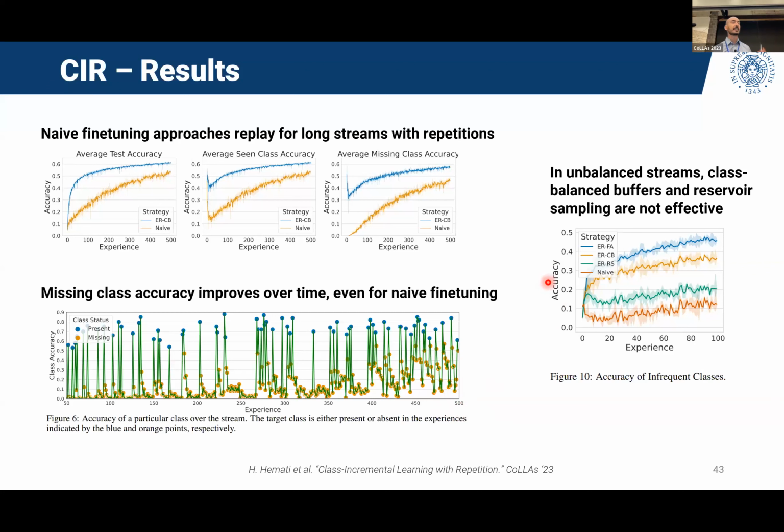And here on the right, instead, is the unbalanced stream. So again, as I said before, the green curve is reservoir sampling, so random samples from the stream. And of course, if you use random samples in an unbalanced stream, your replay buffer is going to be unbalanced. And instead, if you try to do something that is inversely proportional to the frequency, then it goes much better because it counteracts the imbalance of the real stream.